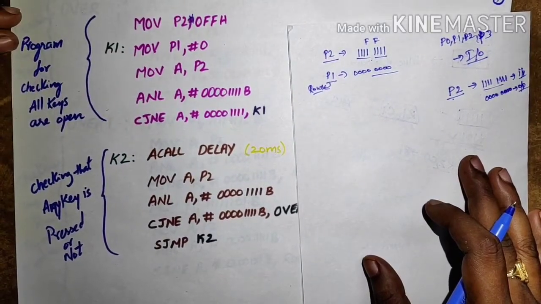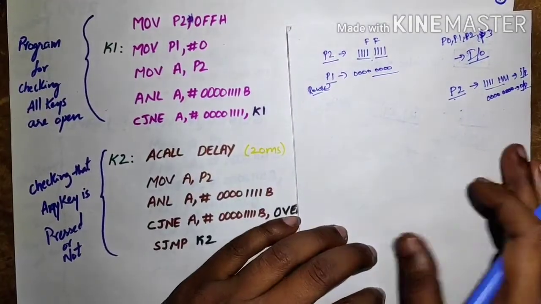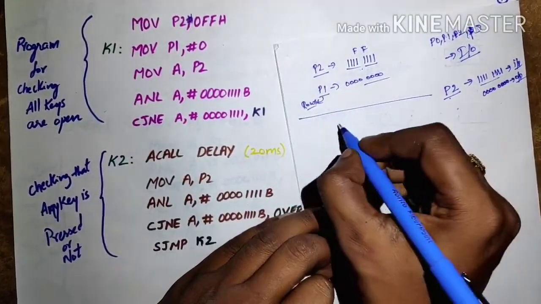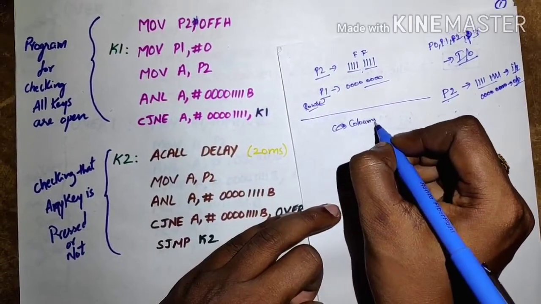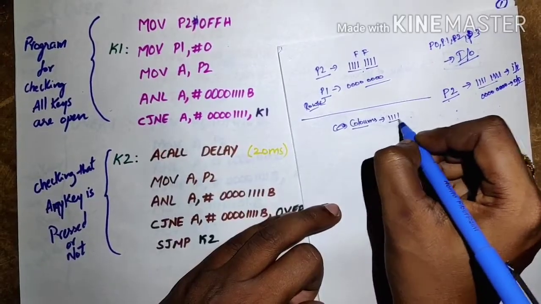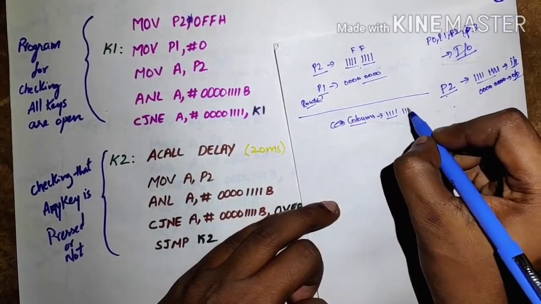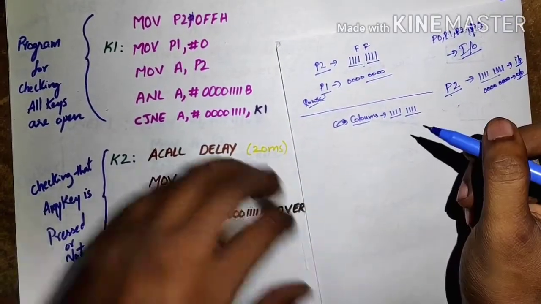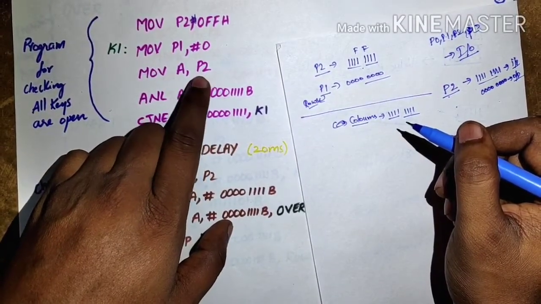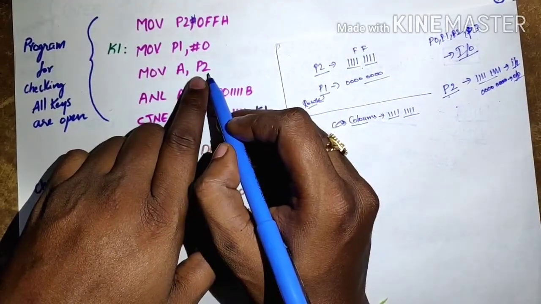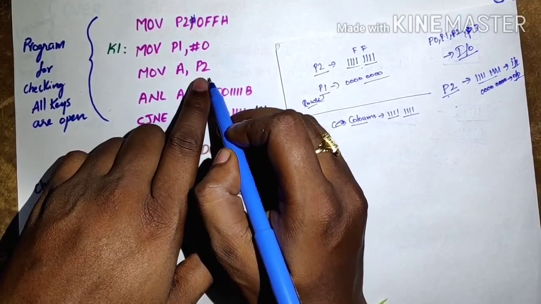In our initial step, we have to check whether all keys are open or not. To check that all keys are open means that if the values of columns are all ones, then we can say that no key has been pressed. We are going to check this particular condition. That's why we are reading port 2. Whatever content is available in port 2 will be moved to the accumulator.